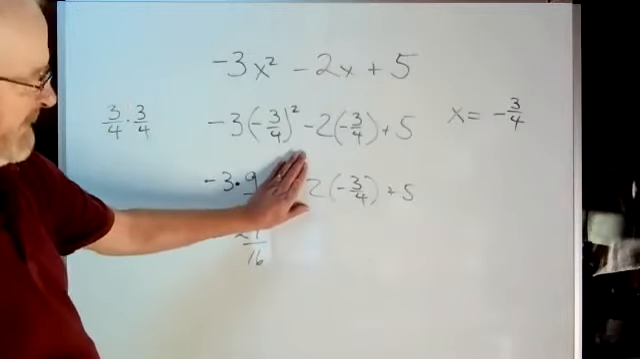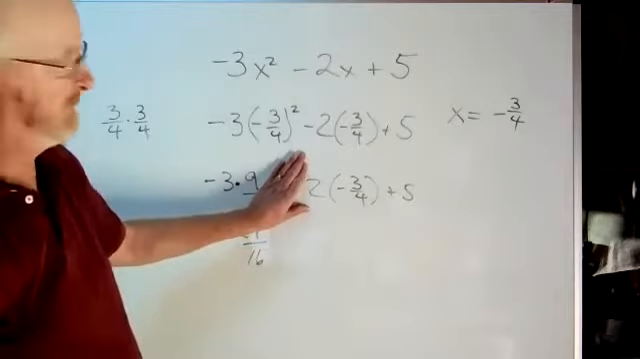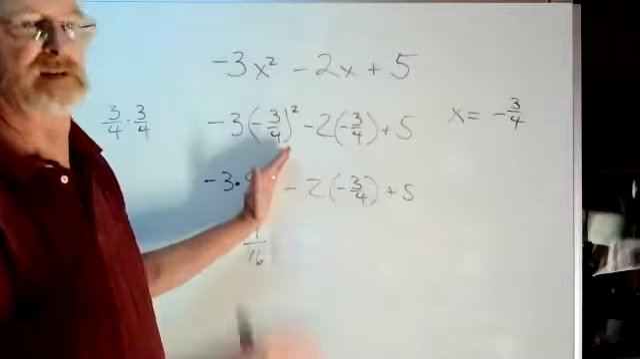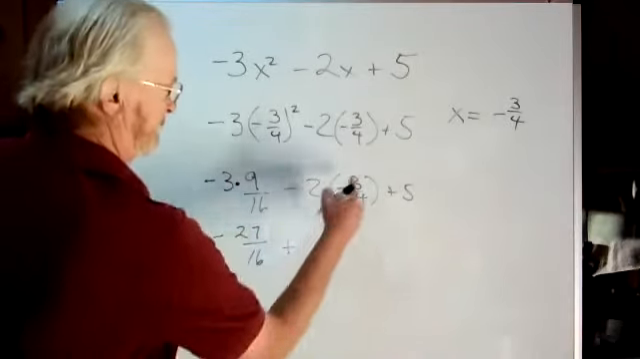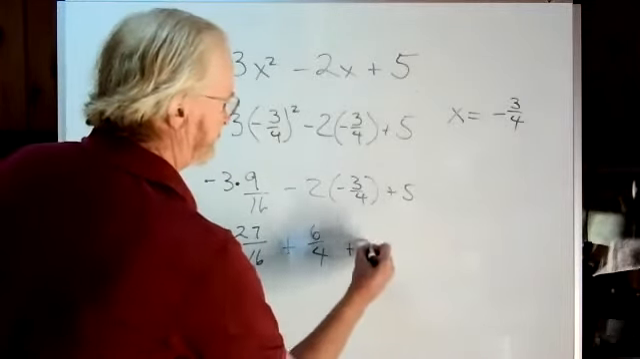Now I could do 2 times this fraction and then still have a minus sign in front, but this really can be thought of as negative 2 times negative 3/4. Minus times minus, we're going to get plus 6/4. And finally, plus 5.